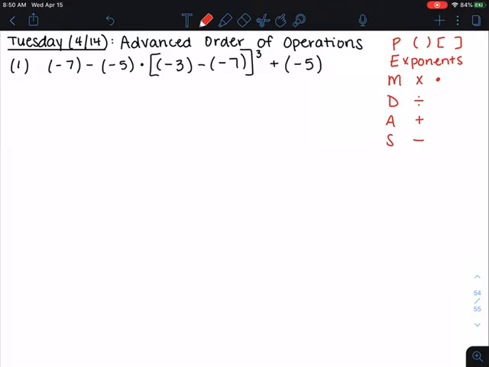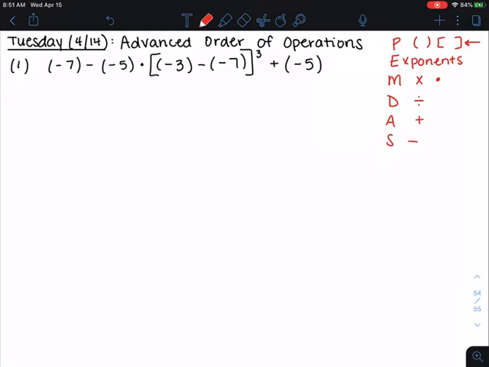Alrighty, so just for a quick review on the worksheet for yesterday for the advanced order of operations, all we're using is PEMDAS, except it's advanced, it has some positives, some negatives. We're just going to be working with a little bit of everything for this. So, I wrote number 1 down right here. Alright, so I have -7 minus -5 times -3 minus -7 cubed plus -5. So we're going to follow PEMDAS, okay?